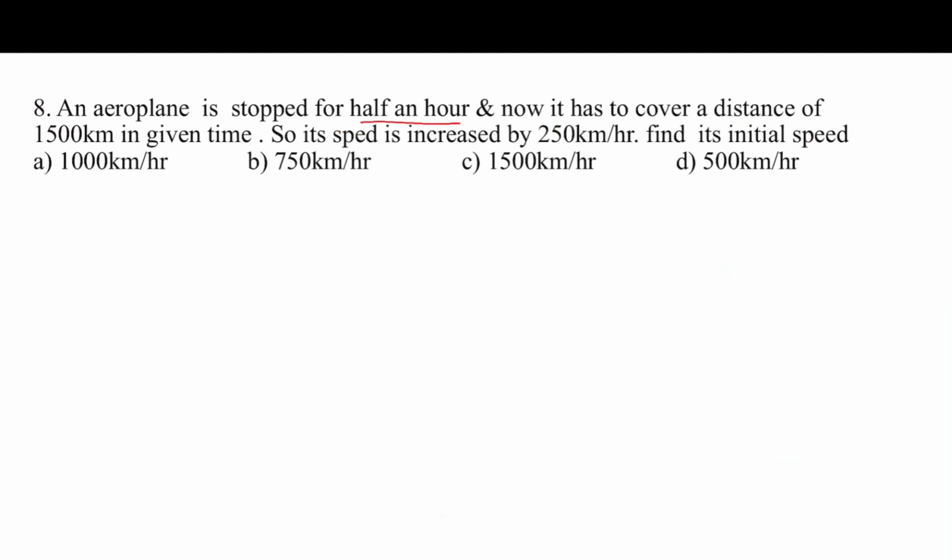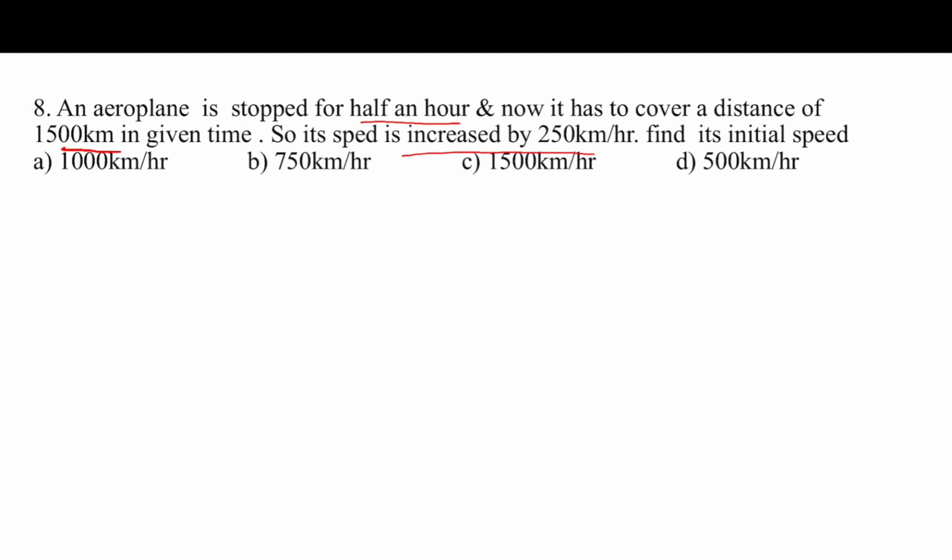An aeroplane is stopped for half an hour, maybe because of bad condition or anything. It was stopped for half an hour, and then it had to cover a distance of 1500 kilometer in the same given time. Whatever the time, if it had to reach 1500 kilometer in 5 hours, it has to reach in that much only. But what has happened? Half an hour is already wasted. So in the remaining 4.5 hours, it has to reach 1500 kilometer, so it has to increase its speed.